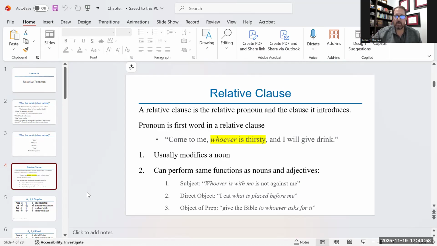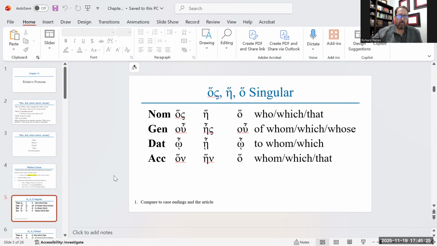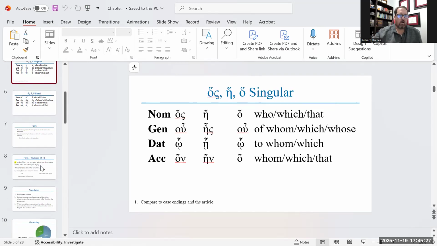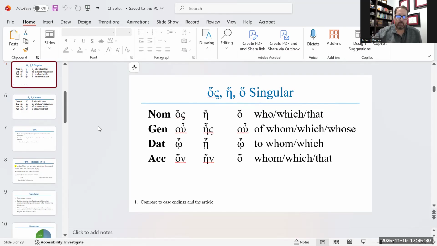Whoever is with me is the subject; whoever is placed before me is the direct object; and in "Give the Bible to whoever asks for it," whoever is the object of the preposition. Right, so the relative pronoun can perform any function that a noun or an adjective can perform, and it usually modifies a noun. So here, this is singular, here are the Greek relative pronouns.